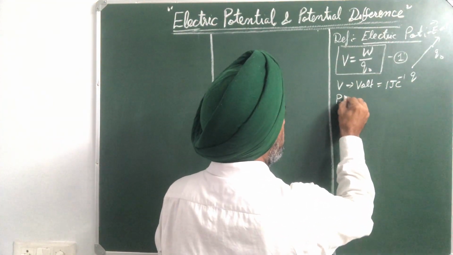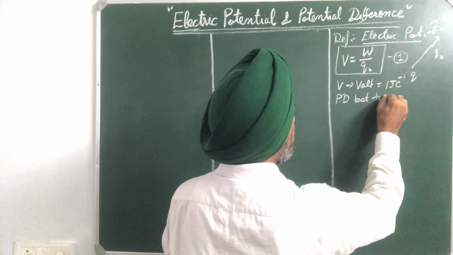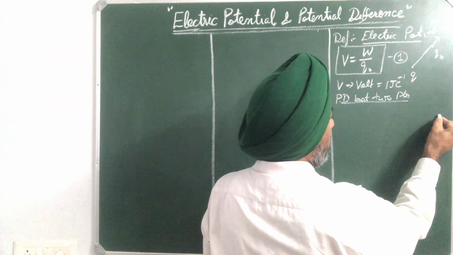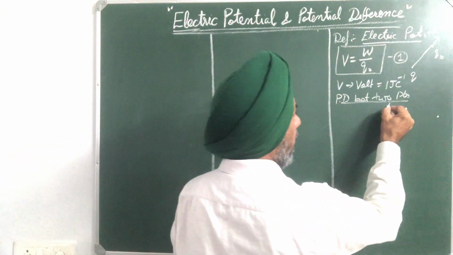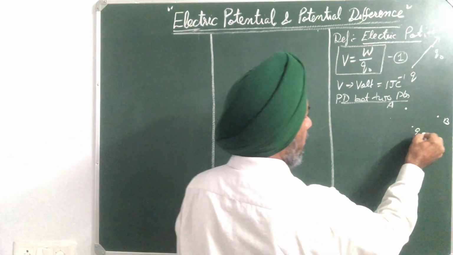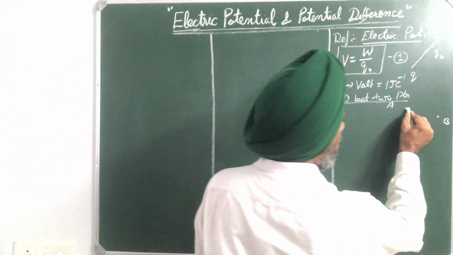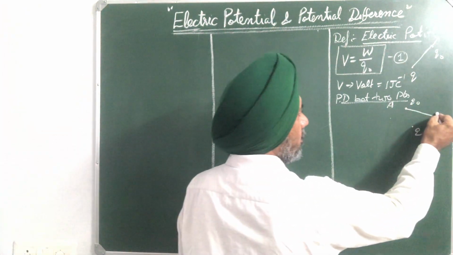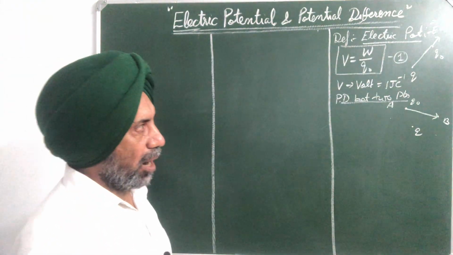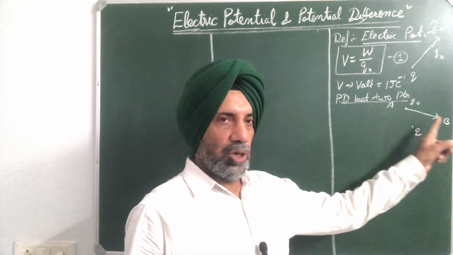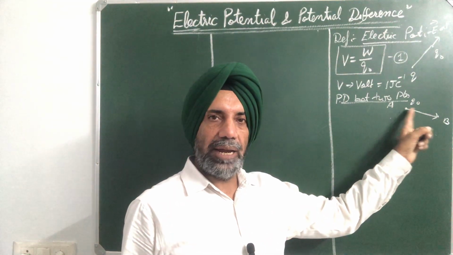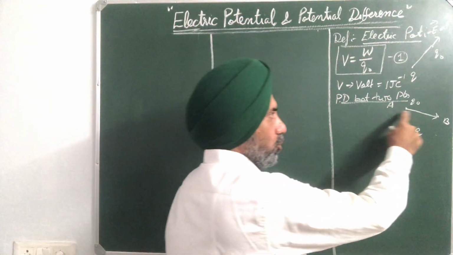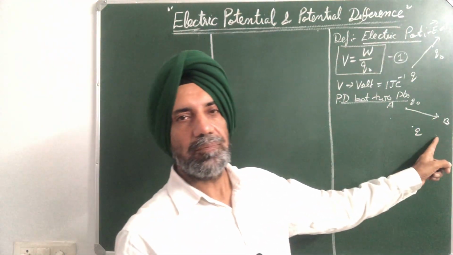Then what is potential difference between 2 points? Now instead of a point at infinity, suppose we have 2 points, say point A and point B, in the region of the electric field due to charge Q. Then suppose we have to move Q naught from point A to point B. Then the amount of work done in moving a unit positive test charge from point A to point B, that is, work done per unit test charge from A to B, is known as the potential difference between the 2 points.